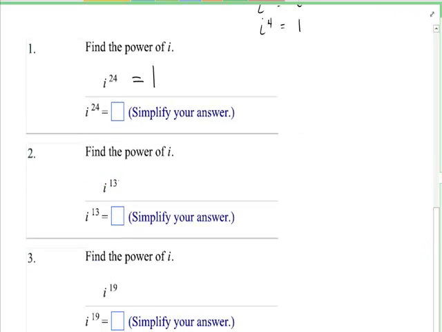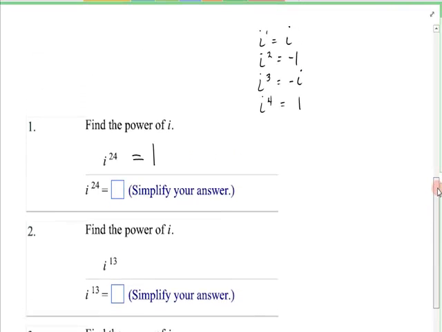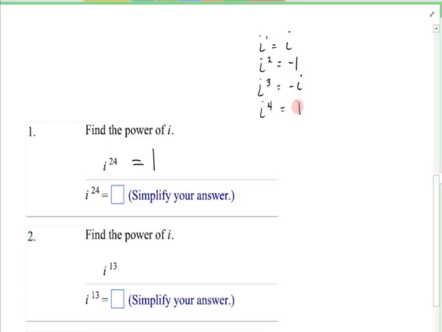I to the 13th. You could do this, and I'll do it this one time. 1, 2, 3, 4, 5, 6, 7, 8, 9, 10, 11, 12, 13. Let's see another way to do it. If every time you cycle through 1, 2, 3, 4, you start over, let's see how many 4s are in 13. Well, there are 3. That's 12 with 1 left over. That means you will cycle through this 3 times and you'll land on i to the first. And i to the first is i.